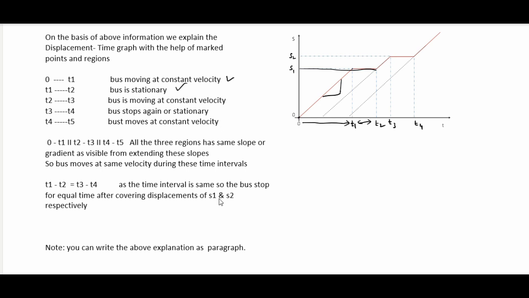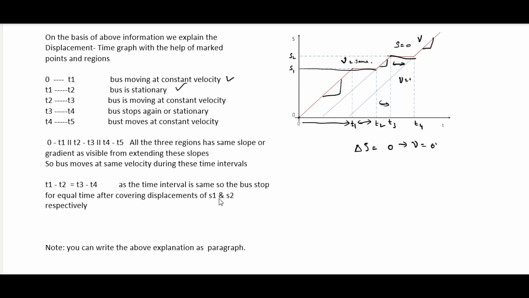In the next region, from T2 to T3, it is again a straight line with a slope. So the bus is moving again with a constant velocity during that time interval. In the next region, T3 to T4, there is no change in displacement from S2. So the bus is again stationary during this time interval. From T4 onward, there is also a straight line, so the bus is moving again at a constant velocity.